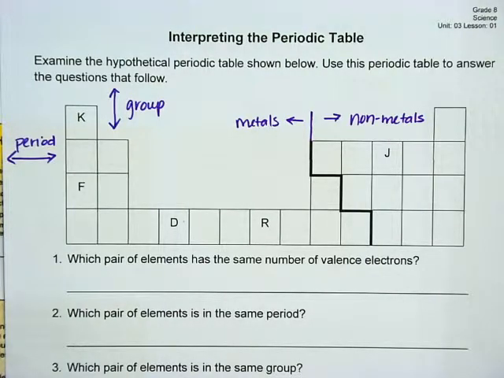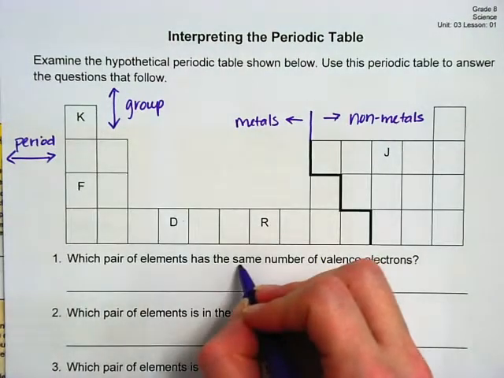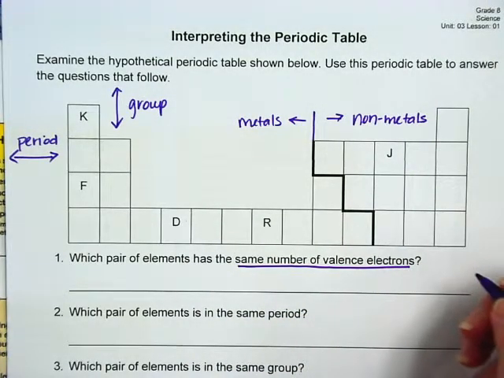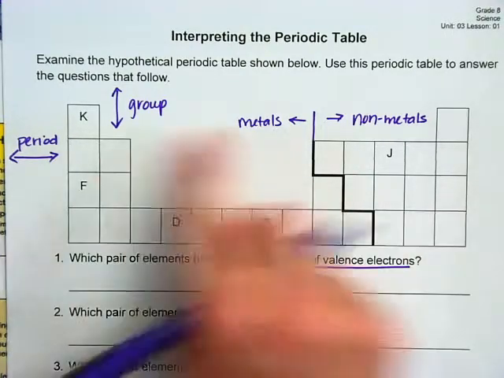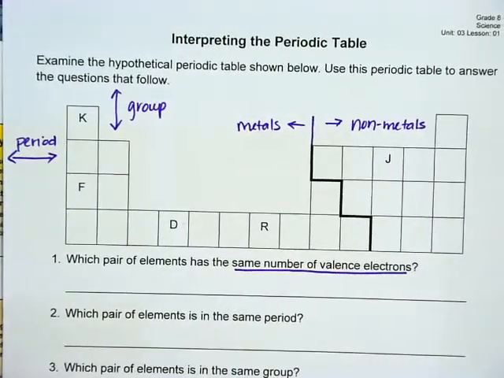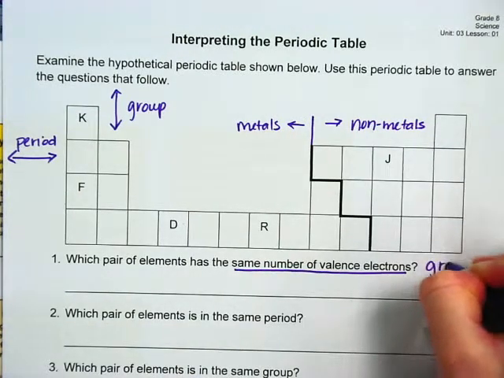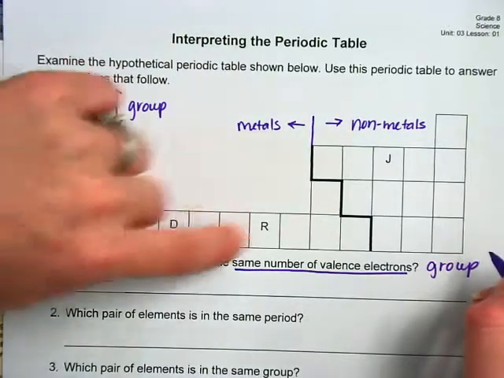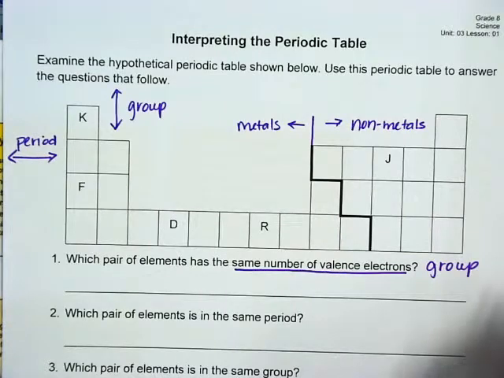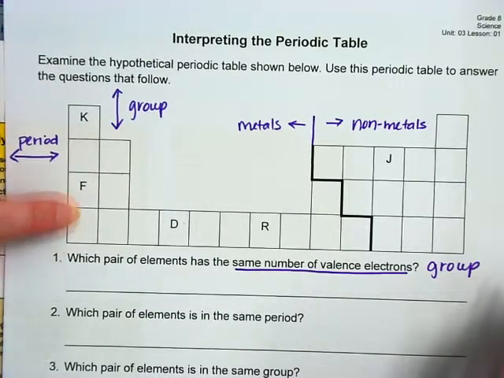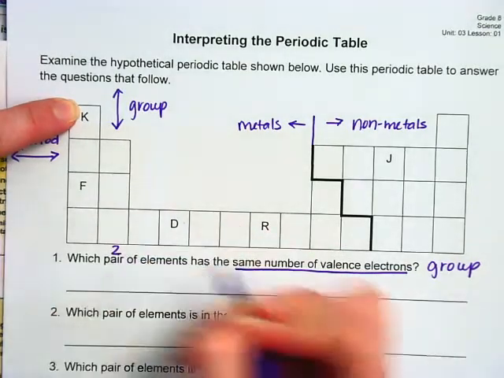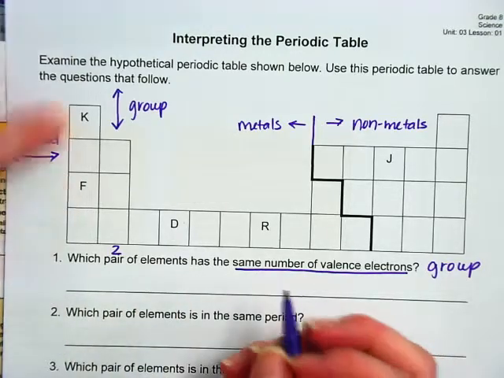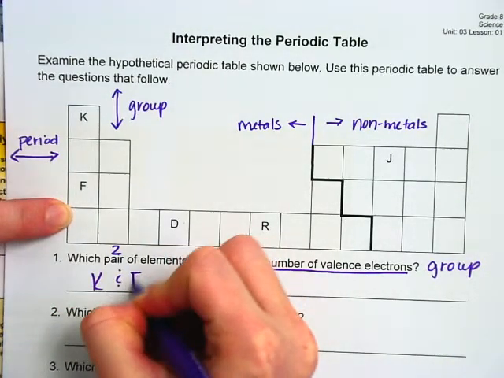It says, which pair of elements has the same number of valence electrons? So if I'm looking for the same number of valence electrons, where do I find them? In the period or group? In the groups. So I'm going to look down each group and see where I see a pair with the same number. Group 1's the only one that has a pair. A pair would be 2 elements in the same group, right? And it's asking you, what are those elements? K and F. See that?